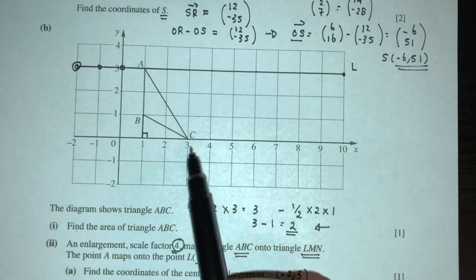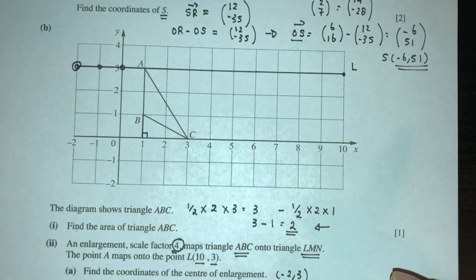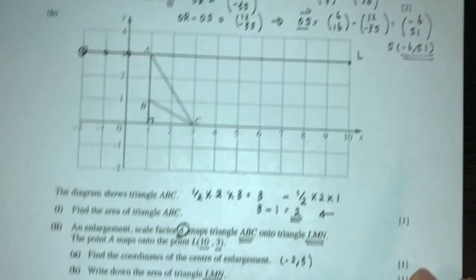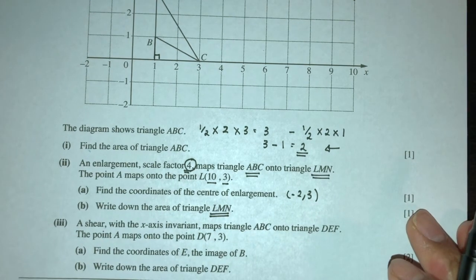So the point C here will be mapped. Basically, we don't have enough space to map that. It will be too far away. So let's think what's going to happen to your area. The scale is 4. It's a scale factor, but the area will be increased.